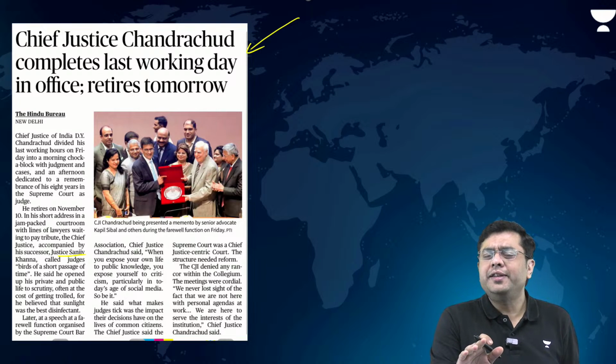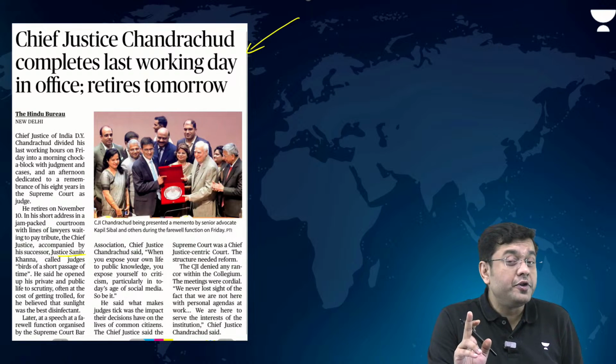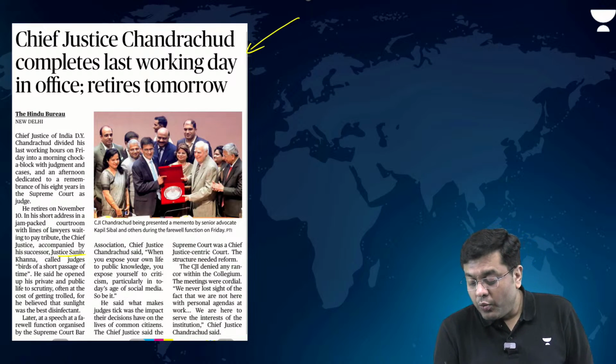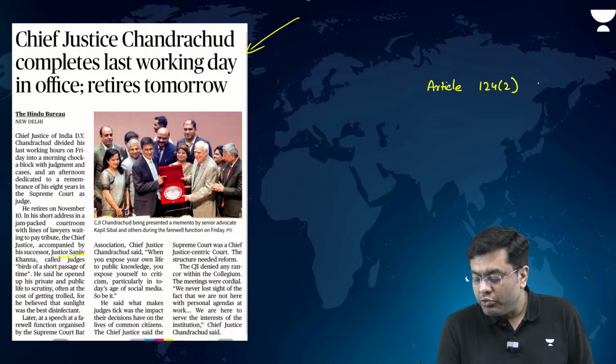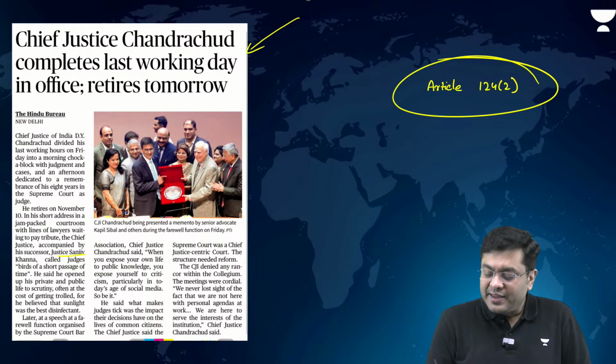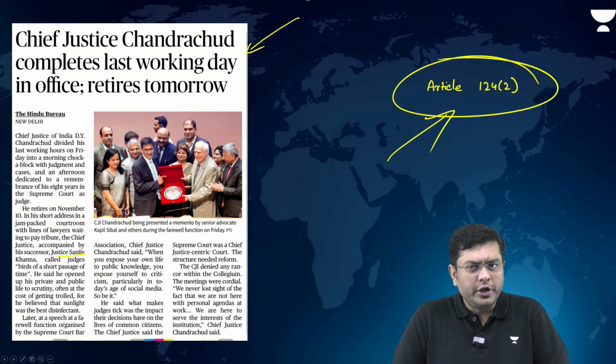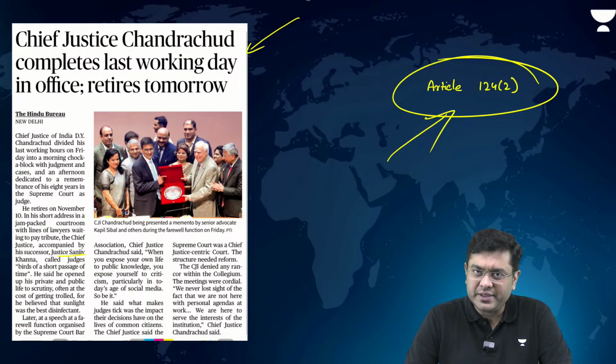He has already been appointed by the President as per the provisions of which article? Article 124. Article 124(2) of the Indian Constitution. That is the provision by which the new Chief Justice gets appointed.